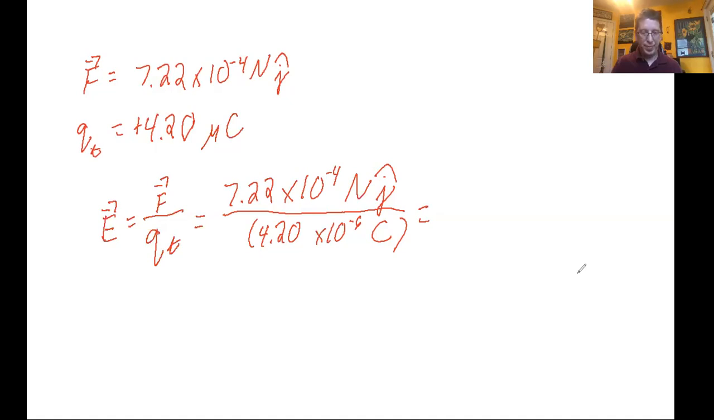And that gives us 1.72 times 10 to the 2, or 172 newtons per coulomb. And again, there's no negative term, so it's still in the j-hat direction. Because the test charge is positive, the electric field vector and the electric force vector point in the same direction.